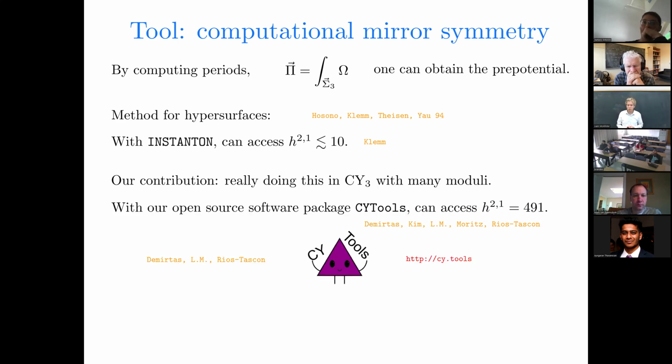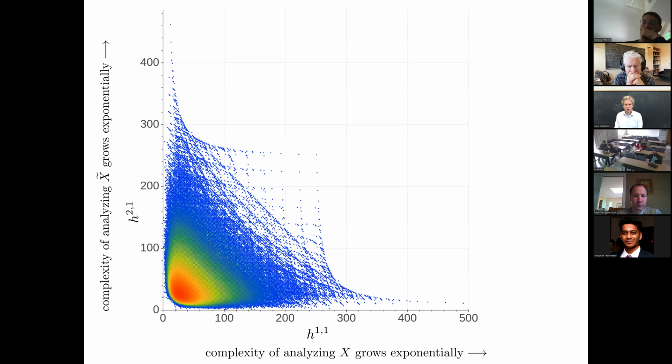And with CY tools, we can access anything in the Kreuzer-Skarke list, which means anything up to 491 complex structure moduli. So we can work anywhere we want in that realm. As just a picture, on the vertical axis, you have h21, the number of complex structure moduli. On the horizontal axis, h11, the number of Kähler moduli.